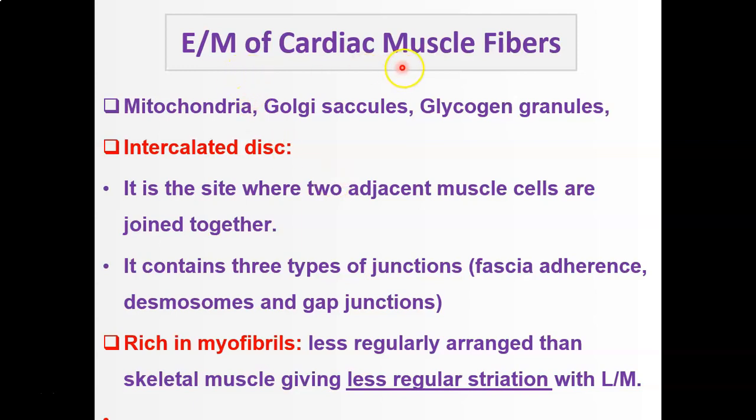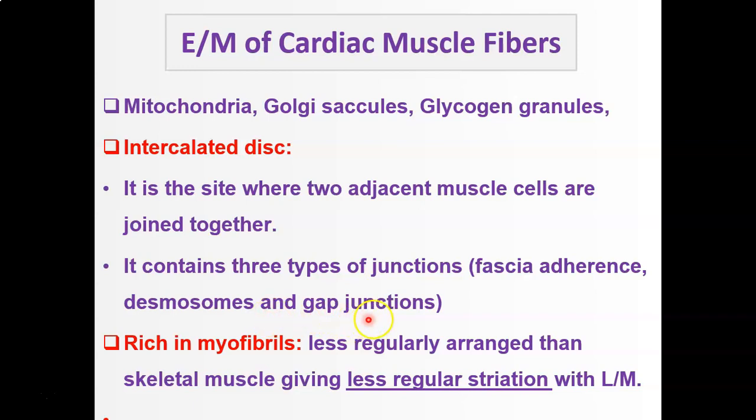By electron microscope, the cardiac muscle fibers contain mitochondria, as cardiac muscle is rich in mitochondria, Golgi apparatus or Golgi saccules, and glycogen granules. If we closely examine the structure of the intercalated disc, we will find that it is a site where two adjacent muscle fibers are joined together. The intercalated disc contains three types of junctions: fascia adherens, desmosome, and gap junctions.